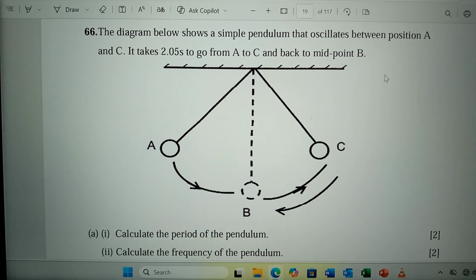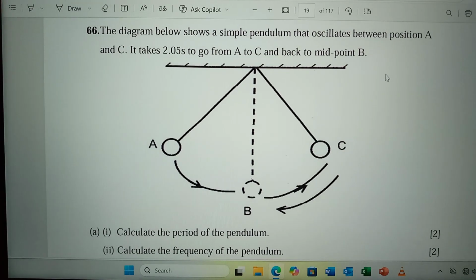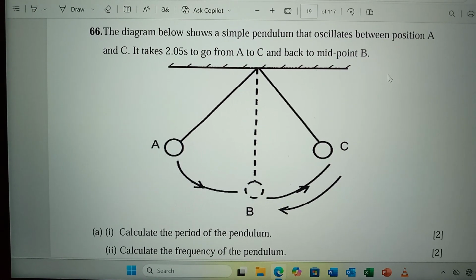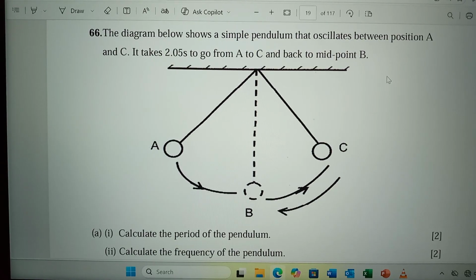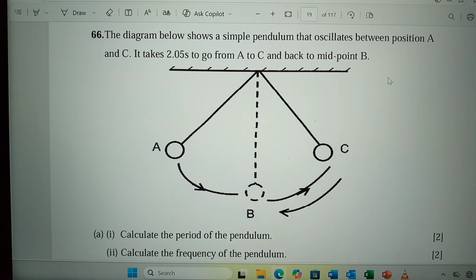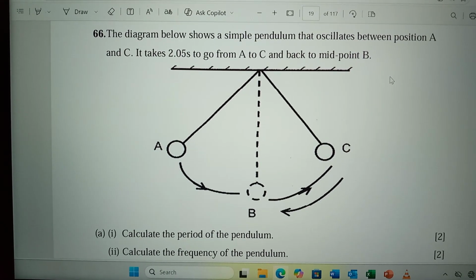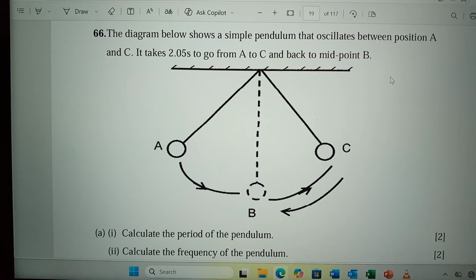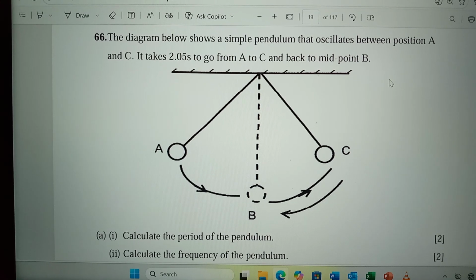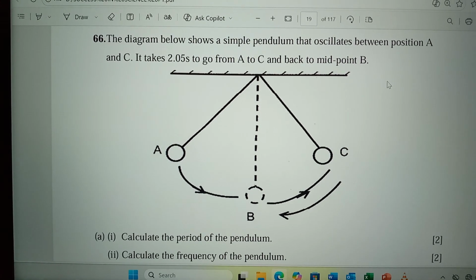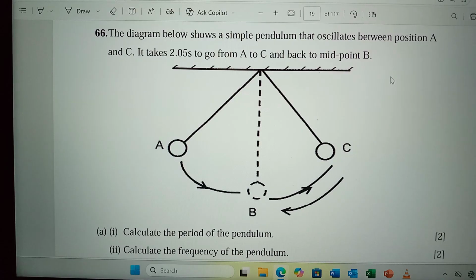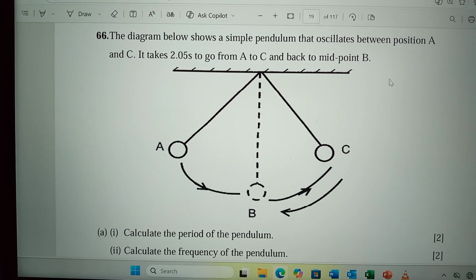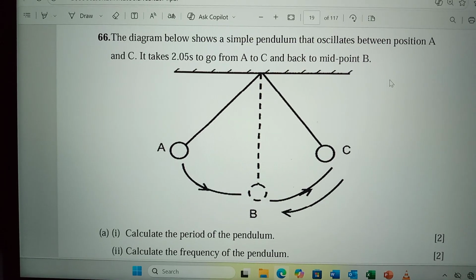So the next question is under simple pendulum. They are saying, the diagram below shows a simple pendulum that oscillates between position A and C. It takes 2.05 seconds to go from A to C and back to midpoint B. So the first question they are saying, calculate the period of the pendulum. So we start.